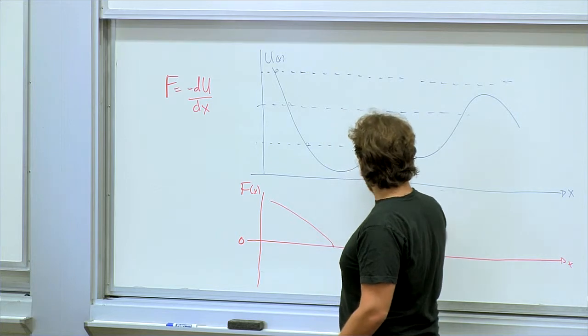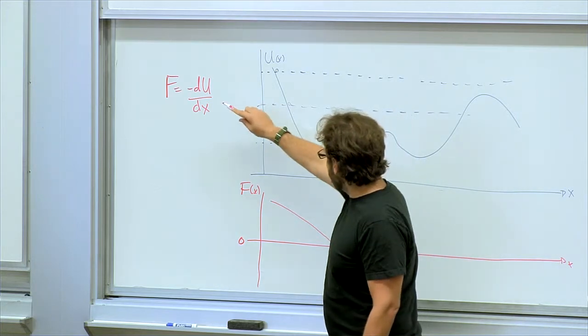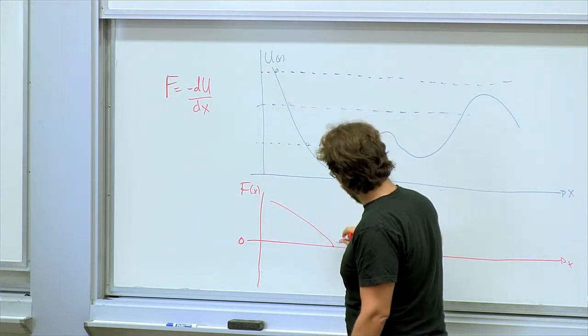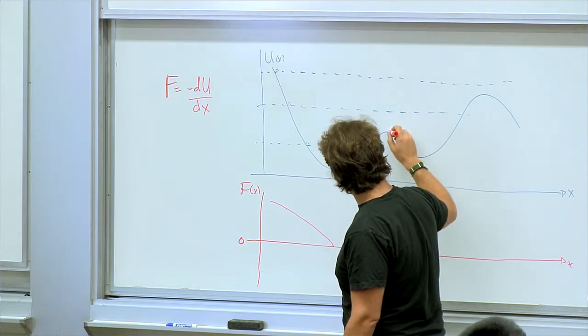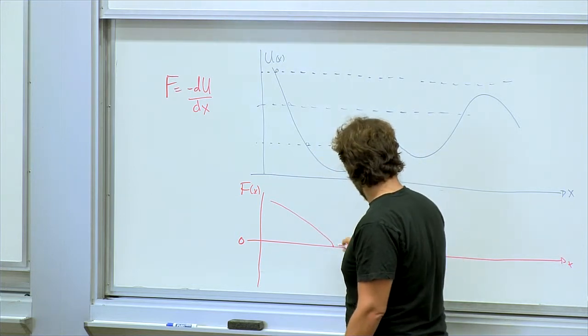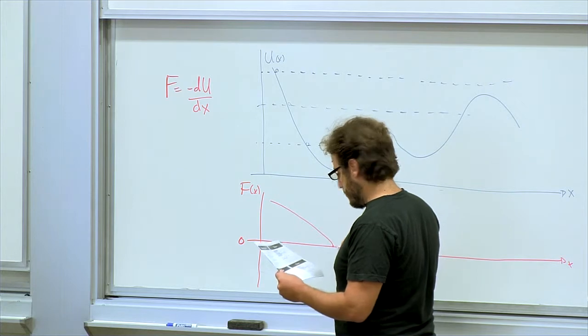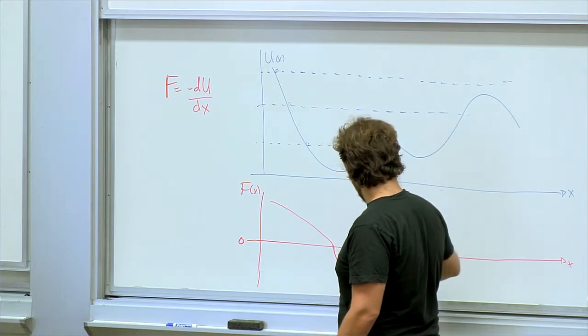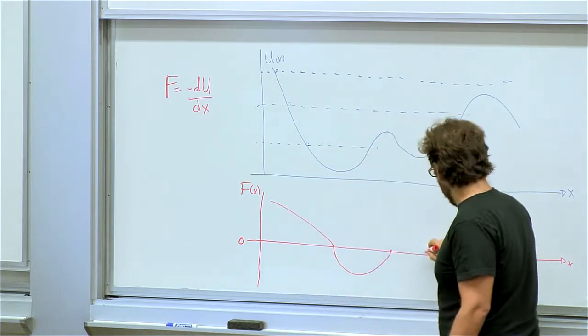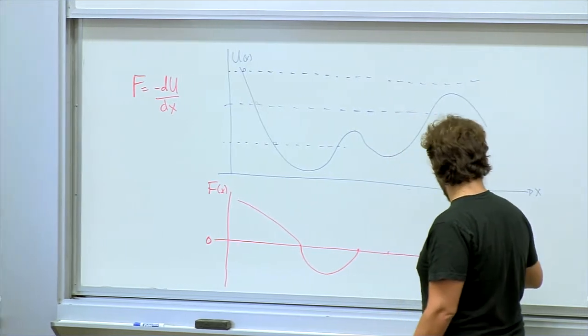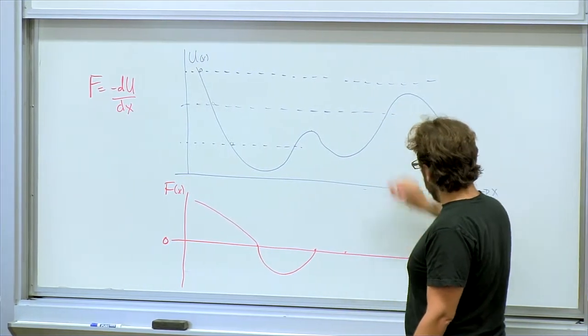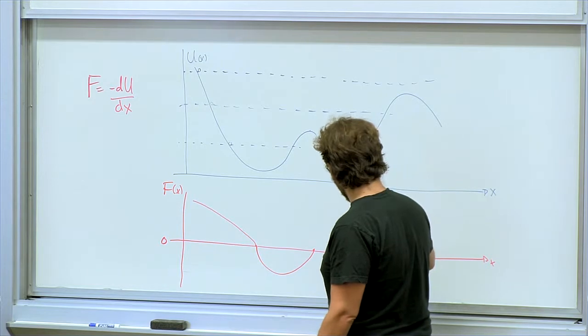And then here, the derivative is positive. We want the negative derivative, so then the force is negative, right? Until here, when the force is 0 again. Right? And here the force is 0. And here the force is 0.